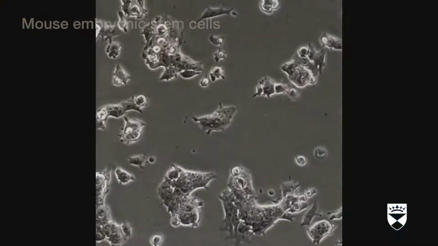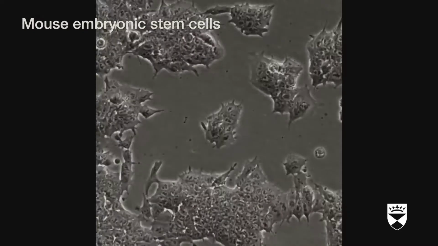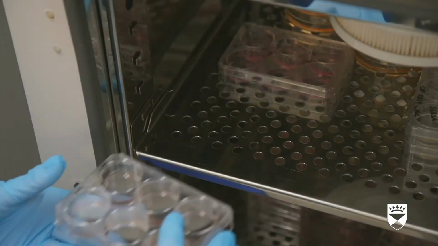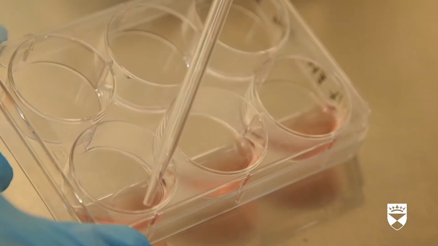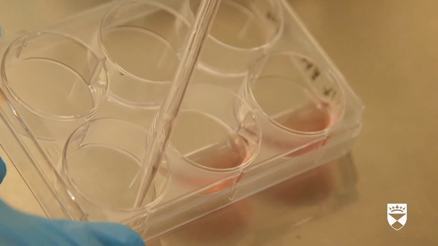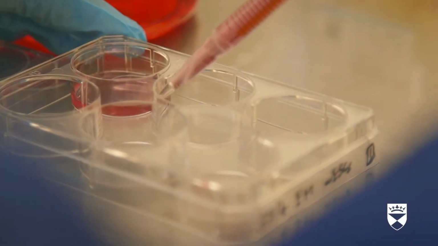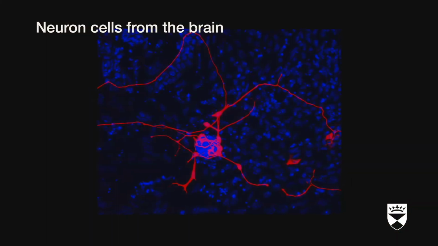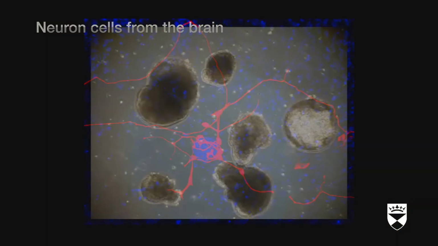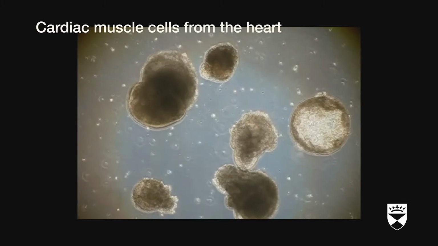The stem cells we study are from the embryo, which means that they have the ability to become any cell type in the body. We can treat stem cells with various chemicals and factors to mimic the environment within the body. This allows them to start to develop into specialised cell types that make up our tissues. For example, neurons from the brain or cardiac muscle cells from the heart.